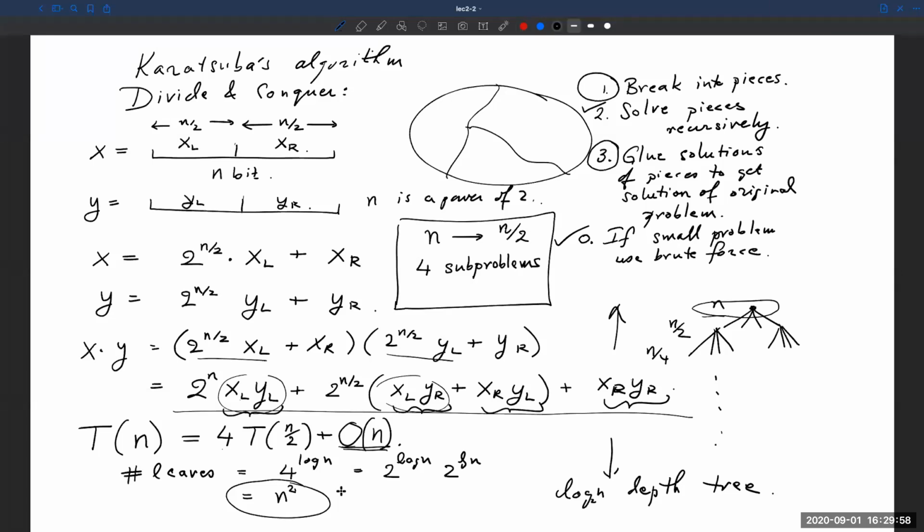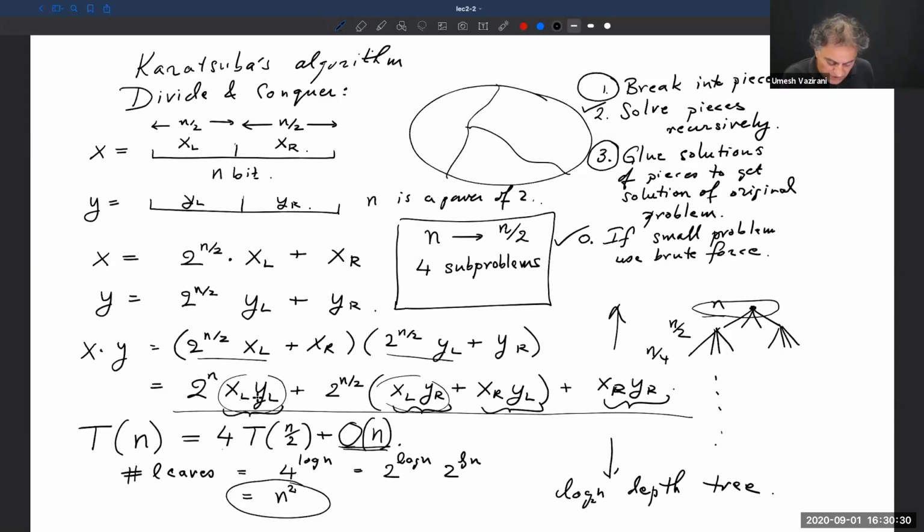Professor? Yes. I have a question regarding the O(n) time of the first node. The first node, we are dividing the problem into 4 subparts. Is it because we are adding all these 4 terms together that it becomes O(n) time at the very top level? It's like this XL and YL eventually becomes like an n-bit number because they're getting shifted by 2^n. So it becomes 4 n-bit numbers.